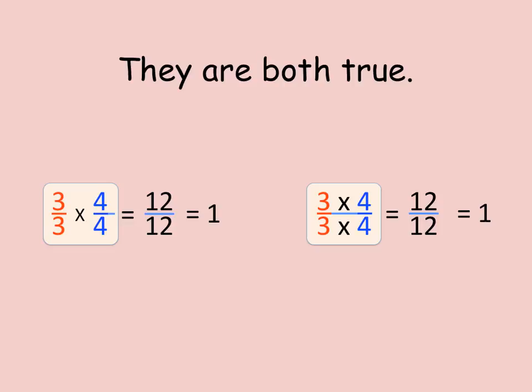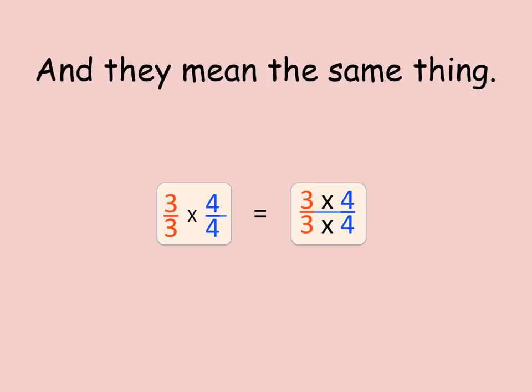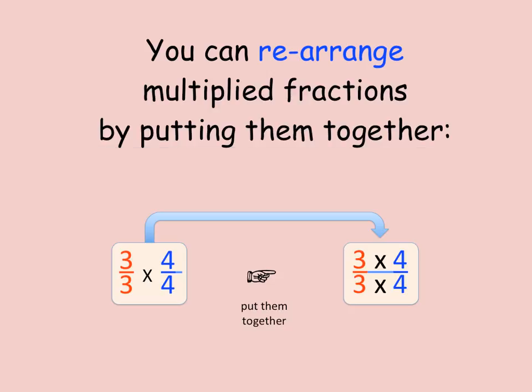These are both true. 3/3 times 4/4 equals 1. 3 times 4 divided by 3 times 4 equals 1. And they mean the same thing. This one equals that one. You can rearrange multiplied fractions by putting them together. See the two examples? On the left, it's this fraction and that fraction. On the right, you make one bar and have the numbers over the top and the numbers over the bottom. You're rewriting or rearranging by putting them together.